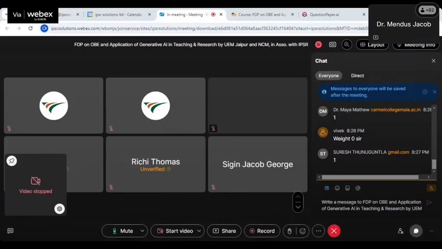Now my second question: using Bloom's taxonomy, prepare an analyze level question in your subject. This is another question, the second question in my question paper. Here also my objective is whether the participants have attained the outcome.